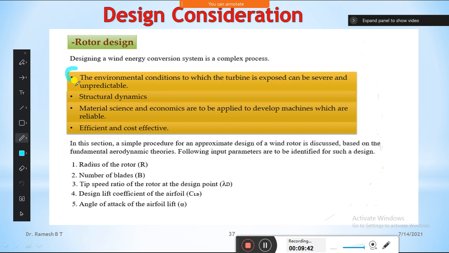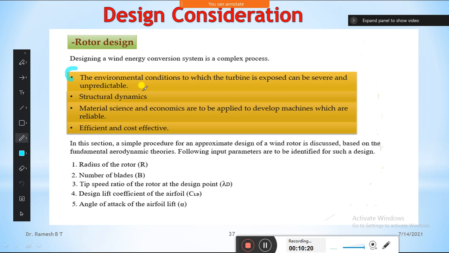The first thing is the environmental conditions. The environmental conditions to which the turbine is exposed can be severe and unpredictable. We already know that these wind turbines or windmills are made of metals or some composite materials, and they are very sensitive to the environment. If the environment has a lot of moisture, or storms, or very high wind speed, then we cannot predict any power output, because it may destroy everything. That is the first hurdle we are going to face, and that's why it has become a complicated process.